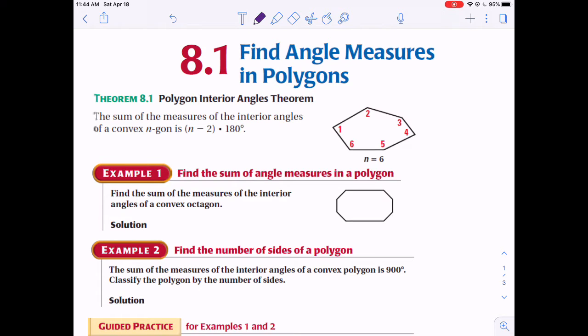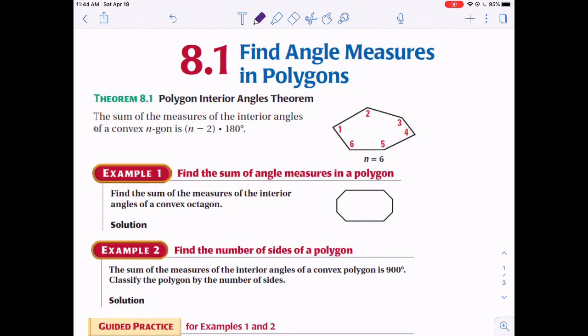So, this first one's called the polygon interior angle theorem, and we're going to be working on figuring out how many degrees all the angles are inside of some polygon. All these will add up to some number, and we want to be able to figure out what that total is without trying to add them all up. In other words, find an easy way to do it. So we have that, and we're going to do that here with you in a second.